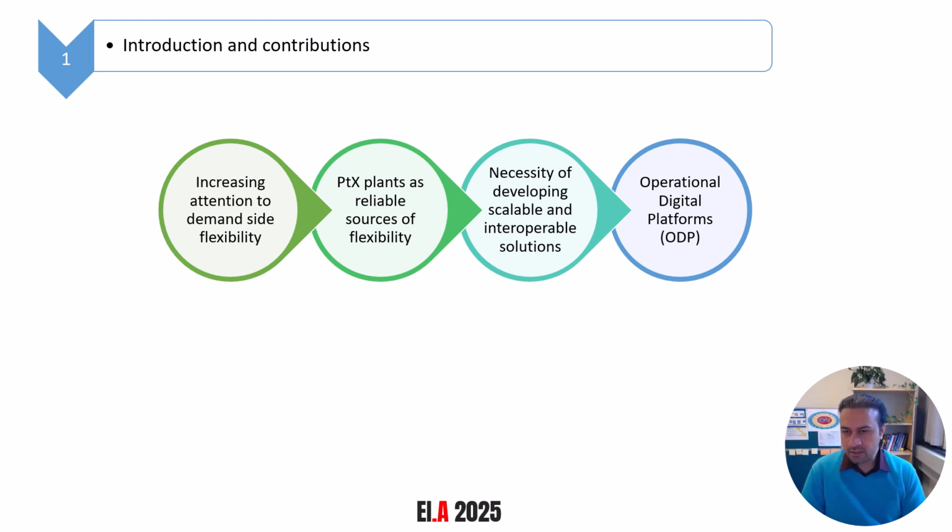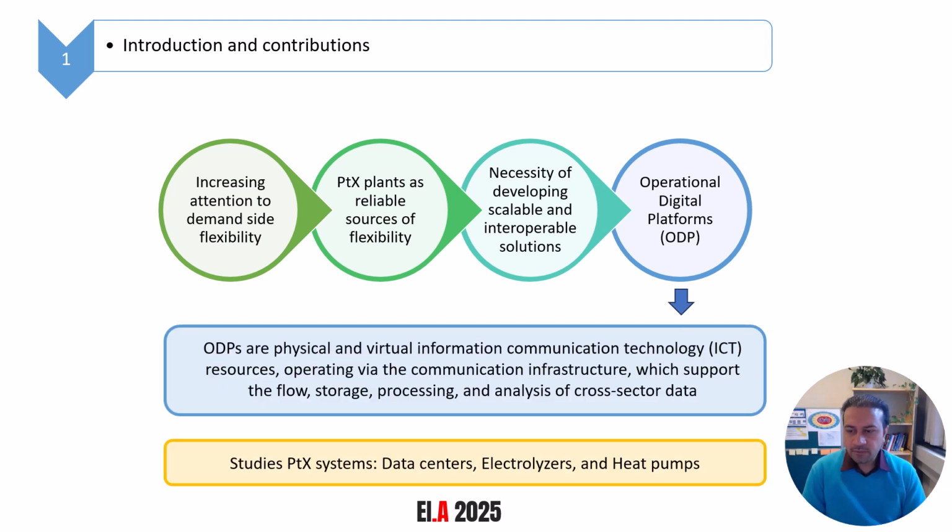What we develop here as an operational digital platform is to respond to this need. By operational digital platform, we mean physical and virtual information and communication technology resources that operate via communication infrastructure to support the flow, storage, processing and analysis of cross-sector data. These sectors could be electricity, heat, or even other sectors, including mobility. For this specific paper, our focus is on data centers, electrolysers, and heat pumps as power-to-X systems.